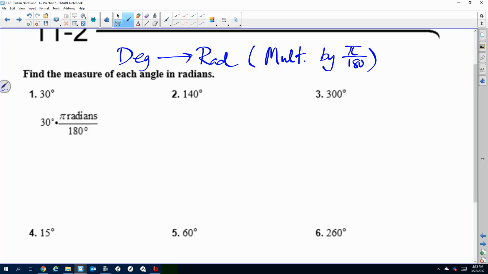Now they started the first one for you. They're showing the 30 degrees times the pi over 180. So we have basically 30 over 180. Then we put our pi, and we just simplify that. You should have pi over 6, okay, or you could have 1/6 pi.